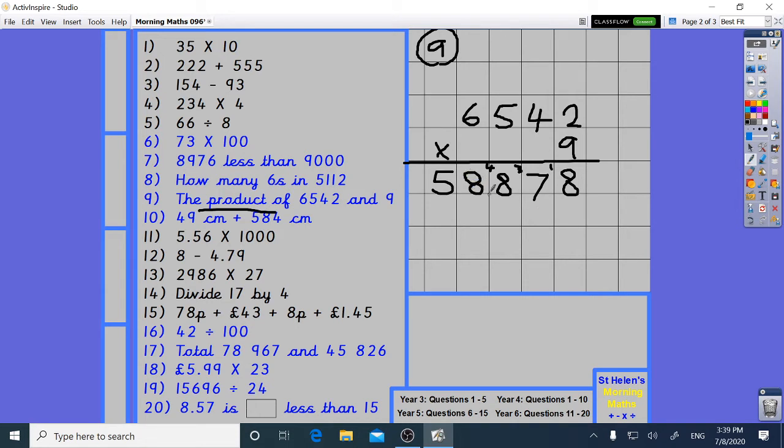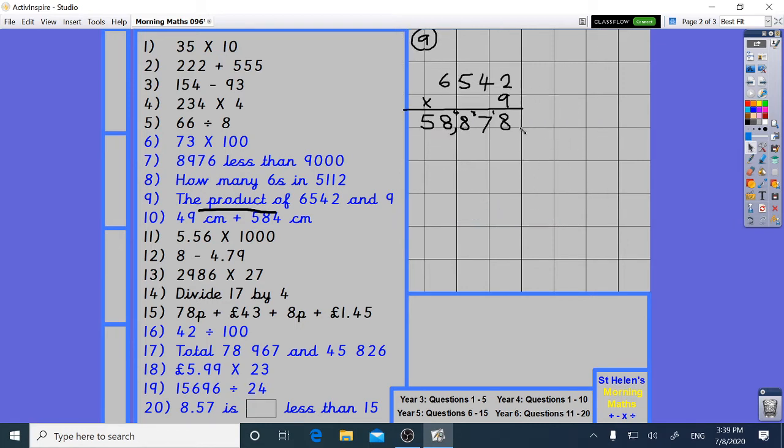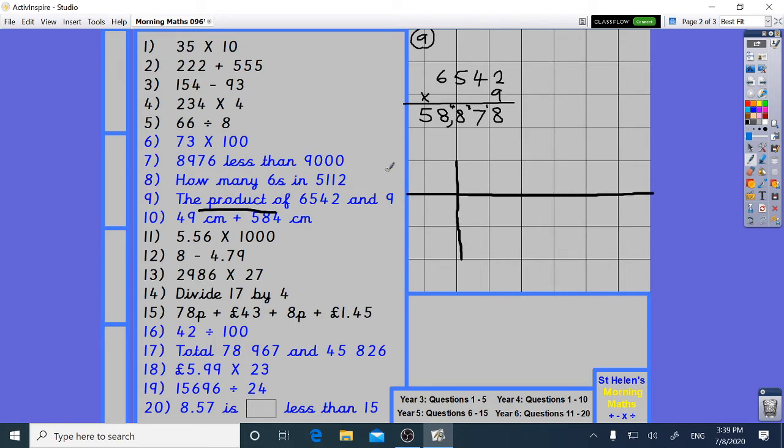That's a lot, 58,878. That was quite a difficult one, so I'm going to check it with the grid method, make it small. See if I get the same on the grid. This is a big old grid method because you have to partition 6,542 up, which I have done, and you have to multiply it by 9. So 6,000 times 9. We do 6 times 9, that's 54. 3 zeros to be placed.